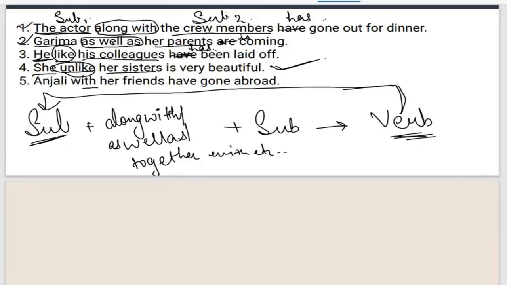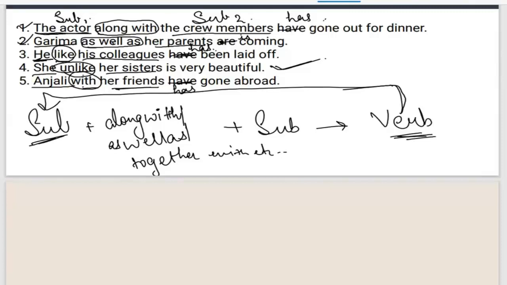And the last one, Anjali with her friends have gone abroad. So here the first subject is Anjali, the conjunction is with, and her friends is the second subject. The verb will agree according to the first subject, which is Anjali. Anjali is singular, so we will be using a singular verb here. So we will be replacing have with has.